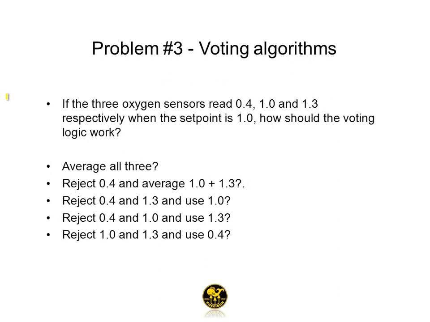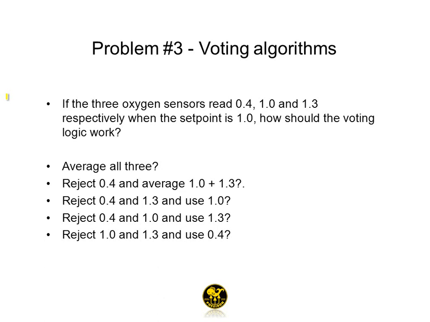I've been talking enough. It's time to get some things going on here. All right, we're going to have a vote. Your rebreather's got 3 oxygen sensors. One reads 0.4, one reads 1.0, one reads 1.3. Your set point is 1.0. What should the voting algorithm do?